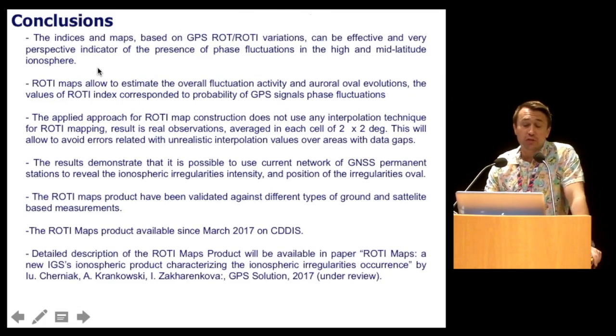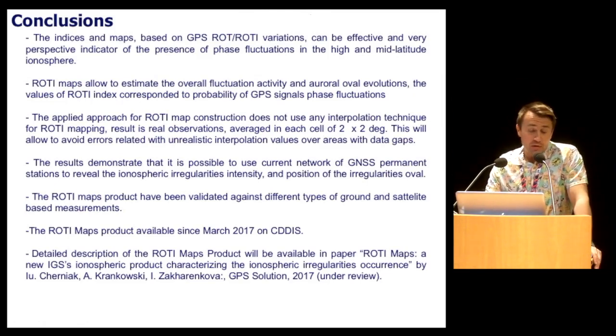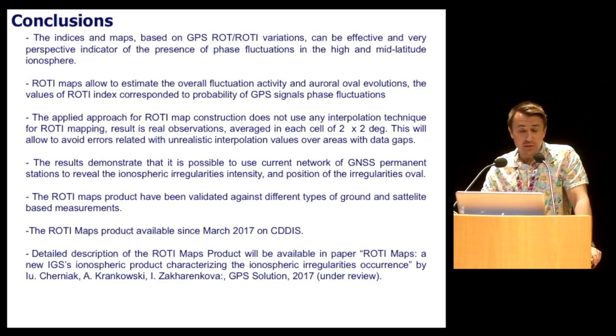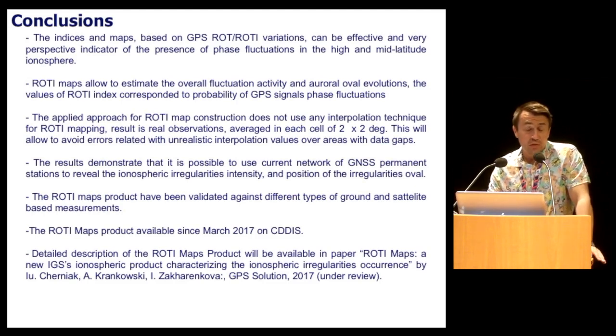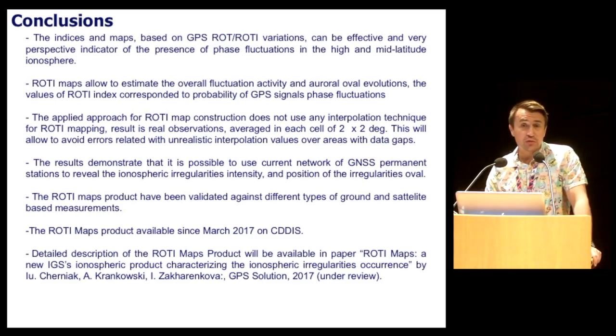I should conclude that this approach, the indices map, can be a very useful tool for characterization of ionospheric irregularity dynamics, and it's very important that it's real data. We do not use interpolation or smoothing, and every value of the rate of TEC maps characterizes the probability of ionospheric irregularities in the sector.